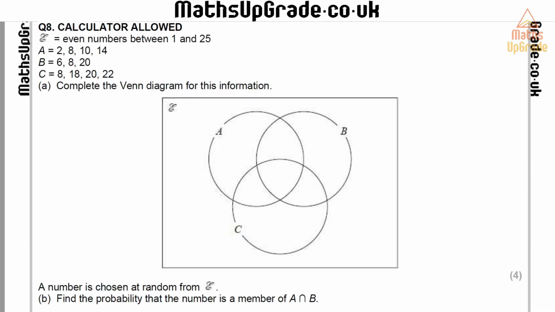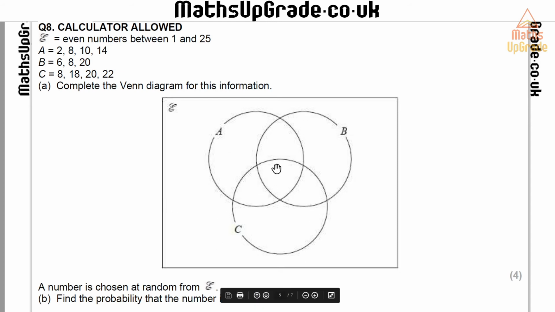Question 8, again you're given some information, this time about 3 different regions, and then the entire set includes even numbers between 1 and 25. Complete the Venn diagram for the information. So they've already pre-drawn 3 circles here.